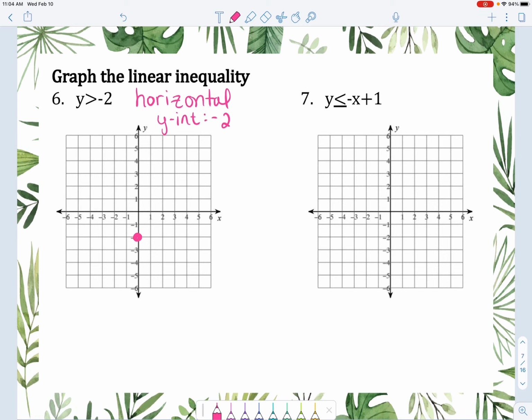So if I plot points right here, here's my y-intercept. Now normally I would just draw my horizontal line through that, but I'm just going to put a few more points along here because again, I don't want to connect just yet. I don't know if it's going to be a solid or dashed line until I look at that symbol a little more closely. So for now, I'm just going to put points. If I look at this symbol, this tells me that I want to use a dashed line because there's no bar underneath my symbol.